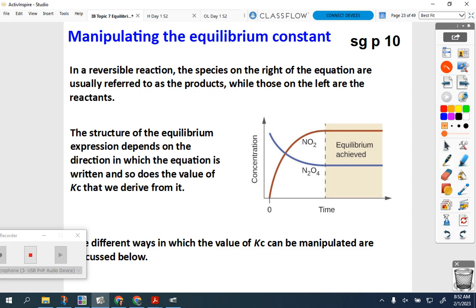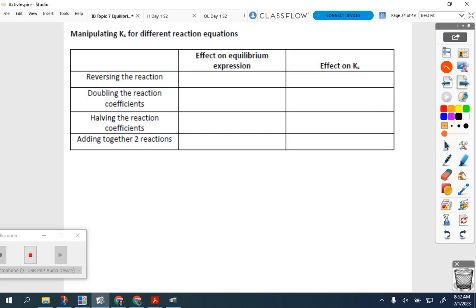So there are several ways that we can manipulate our equilibrium constant. We can reverse the reaction and talk about what's the equilibrium constant for the reverse reaction. We can double the coefficients or halve the coefficients. We can also have 2 or more reactions, like a larger reaction that proceeds in stages. And we might have equilibrium constants for the individual reactions, but we want to know what's the equilibrium constant overall for the whole system of reactions. So we're going to go through each one of those.